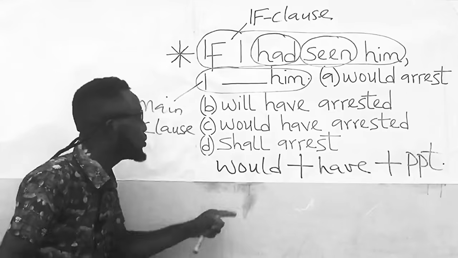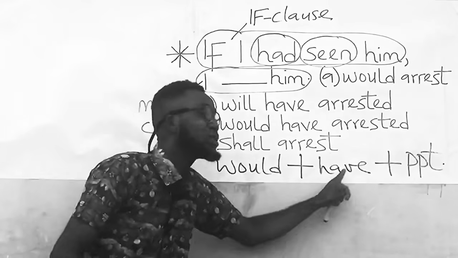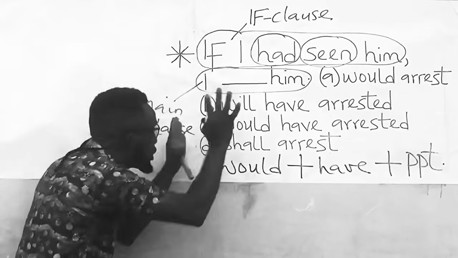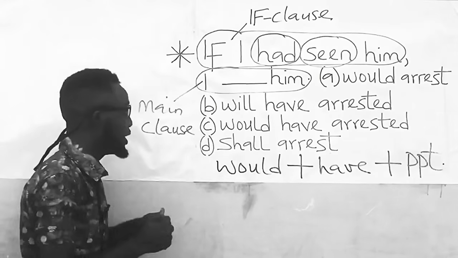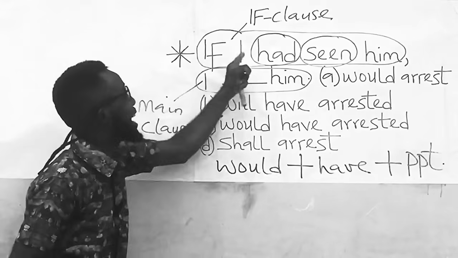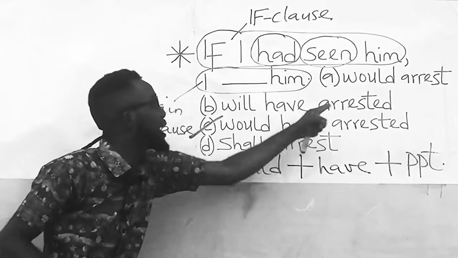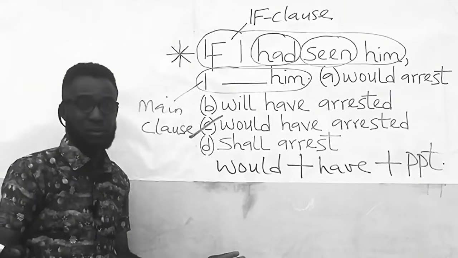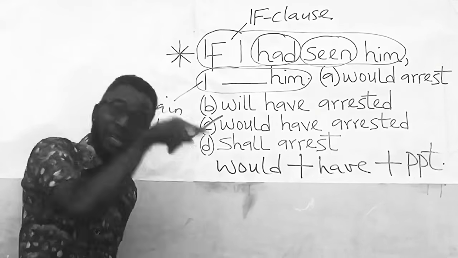So any option that contains would plus have plus a past participle verb, PPT for short, is the correct option for this question. And that option is option C. So that the question reads, if I had seen him, I would have arrested him. I believe this is understood. Let us move on with the class.